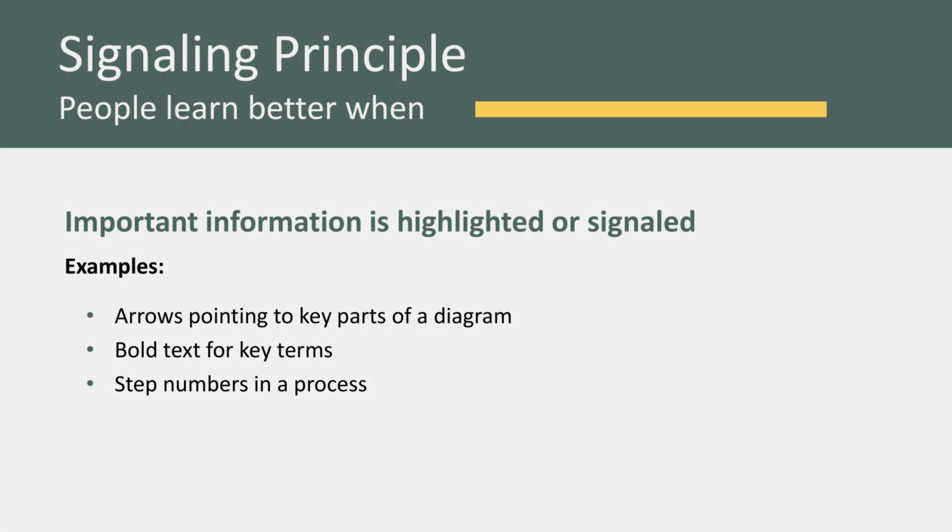Signaling principle. People learn better when important information is highlighted or signaled. Learning improves when important information is clearly emphasized using cues such as headings, bold text, arrows, steps in a process, or verbal emphasis in narration. These signals guide learners' attention to key ideas and help them understand how information is organized. By reducing the effort needed to figure out what is important, signaling helps learners focus on meaningful content and process it more effectively.